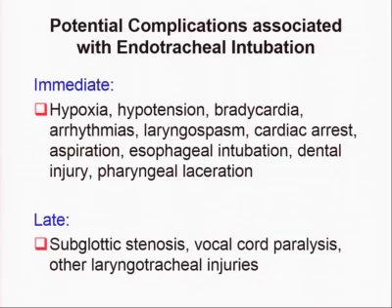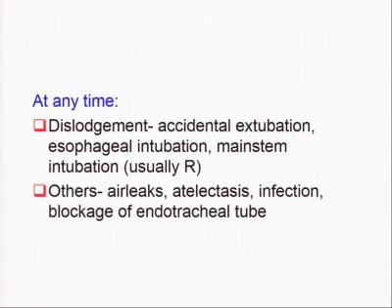So if you go down to our clues, one thing is look at the complications. Immediate complications could be hypoxia, hypotension, bradycardia, arrhythmias, laryngospasm, cardiac arrest, aspiration, esophageal intubation, dental injury, pharyngeal laceration. Late ones are subglottic stenosis, vocal cord paralysis, laryngotracheal injuries. And at any time, you can have dislodgement. That could be accidental extubation or esophageal intubation, main stem intubation, and others could be air leaks, atelectasis, infections, blockage of endotracheal tubes, and of course, you can have a pneumothorax at any time.